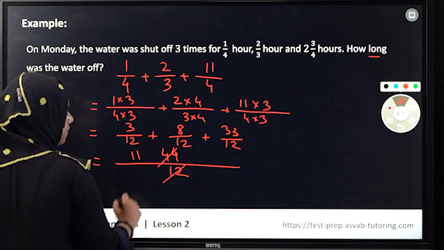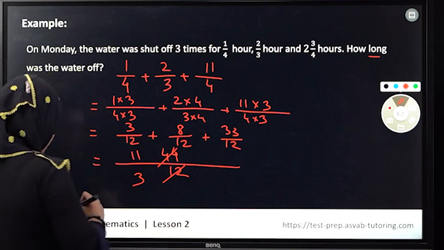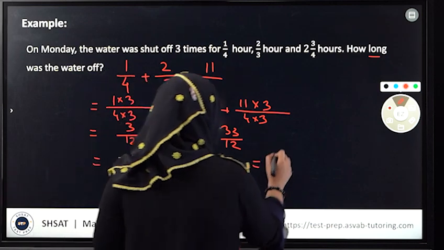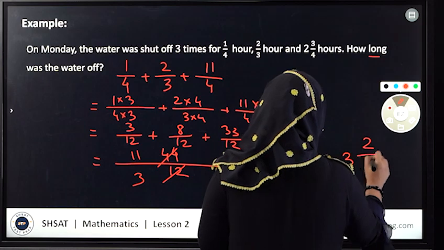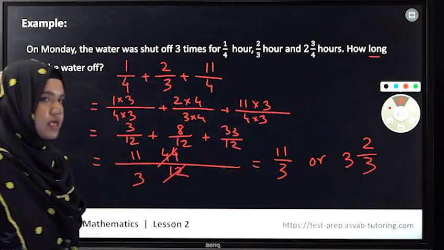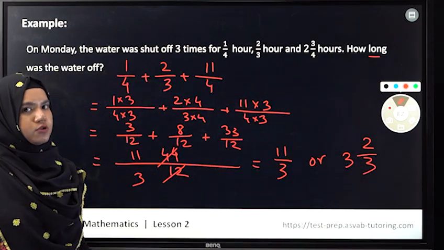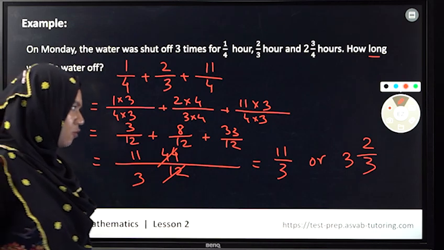4 times 11 is 44. 4 times 3 is 12. So your final answer can either be 11/3, or you can convert it to a mixed fraction, which is 3 2/3. Both of these answers work. I hope you did get this correctly.